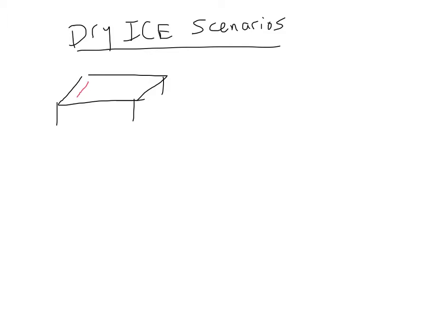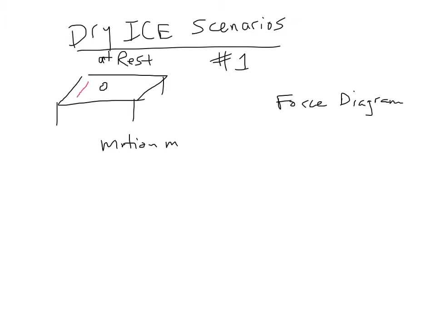Well, let's say this is scenario 1. So scenario 1, we had the dry ice. It was just kind of sitting there in the center of the table, and it was at rest, motionless. So we'll say at rest in the center of the table. And we had talked in class about making a force diagram for the piece of dry ice. And we also talked about a motion map. So a motion map and a force diagram for the dry ice, which is at rest.